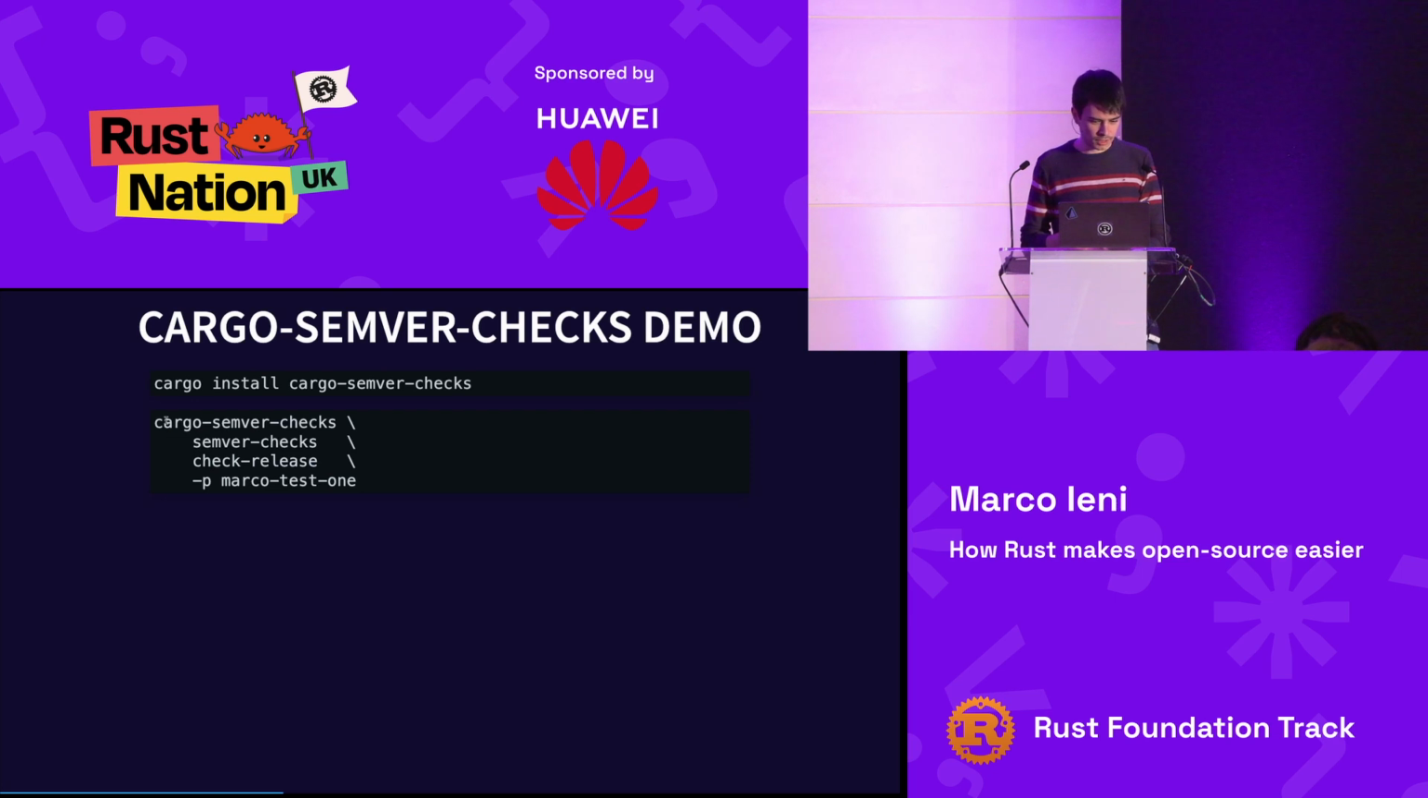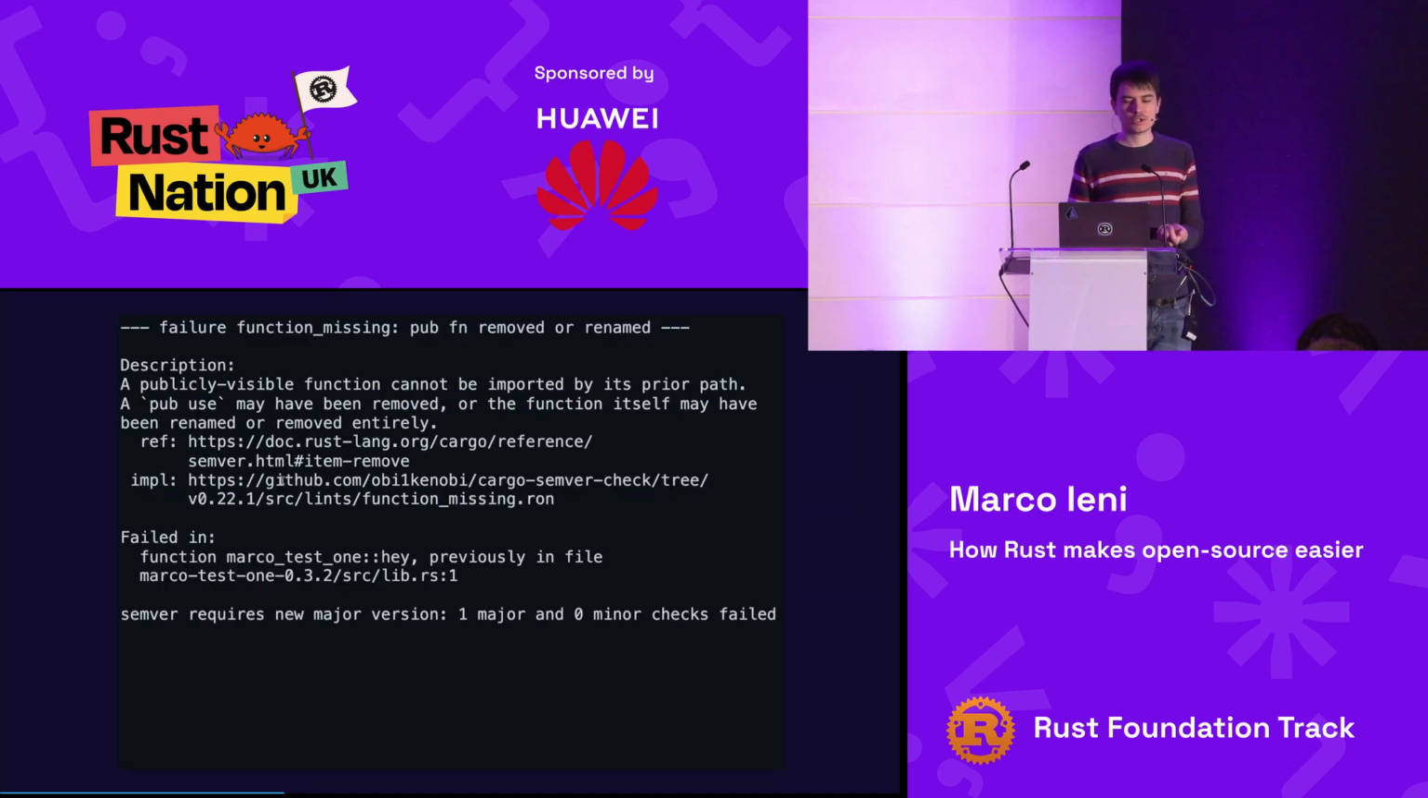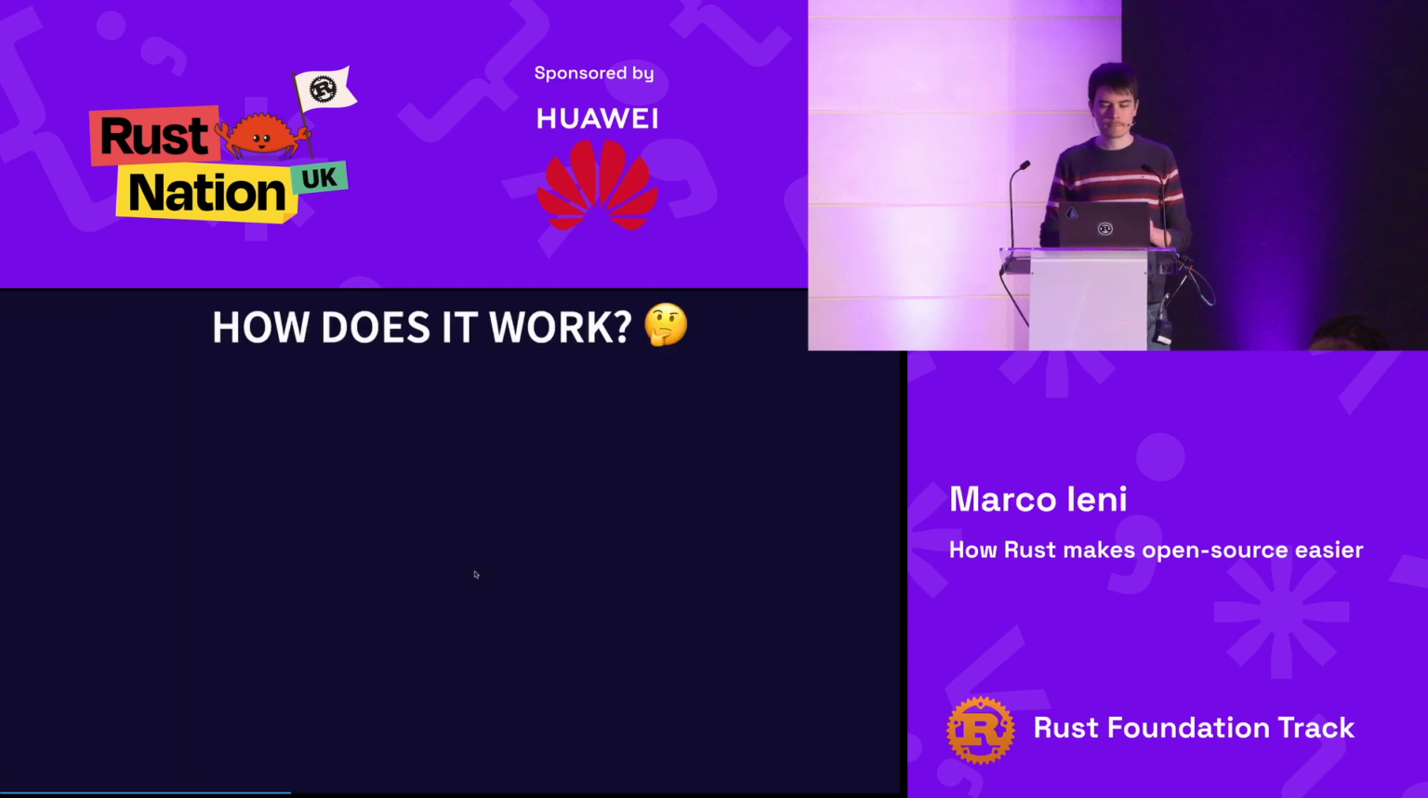This is the command to run the semver check, and with -p you can specify the name of the package you want to check. So this is the failure that you got. It says that a public function was removed or renamed, which is exactly what happened. So it says a pub use may have been removed, and this is the name of the function that was removed. This is the file location. So it's really easy to understand what's going on, basically.